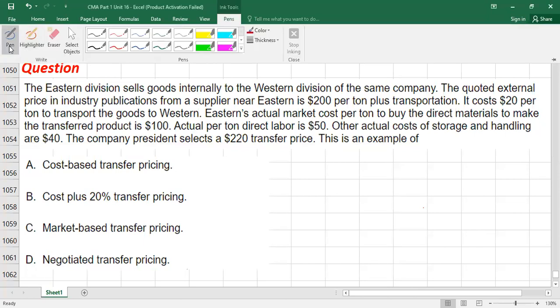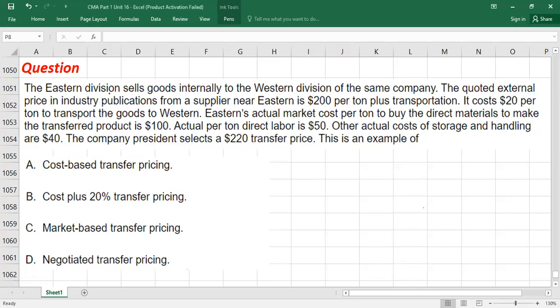So the question is: the Eastern division sells goods, so it is a supplying division, internally to the Western division of the same company. The quoted external price in an industry publication from a supplier near Eastern is what? $200 per ton plus what? Transportation cost.